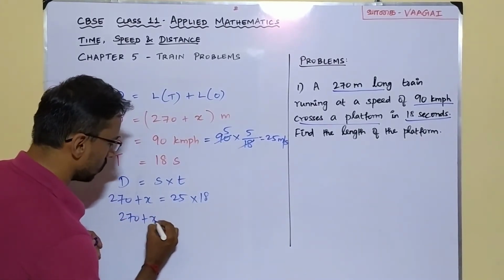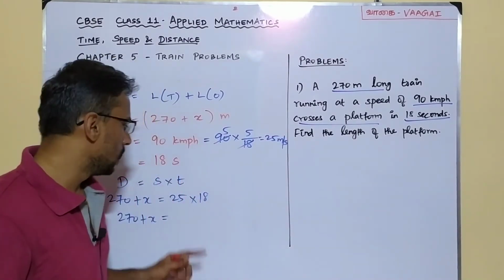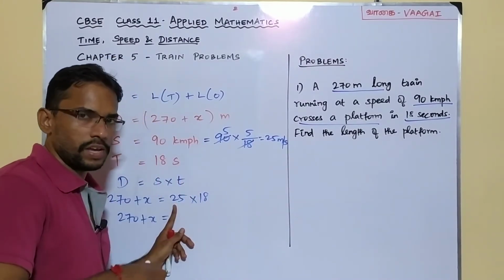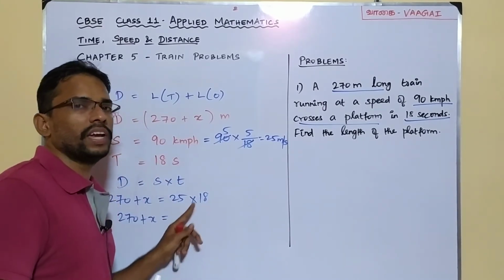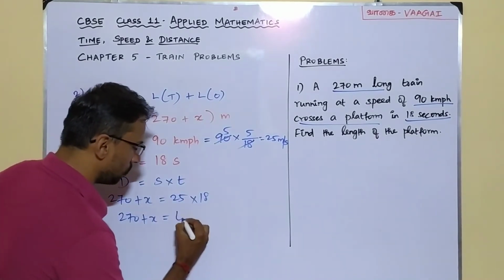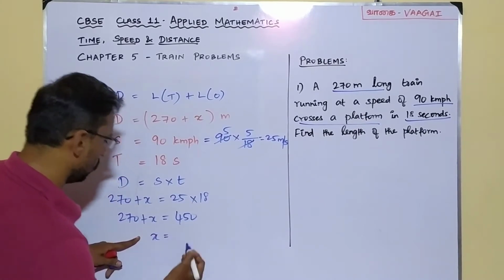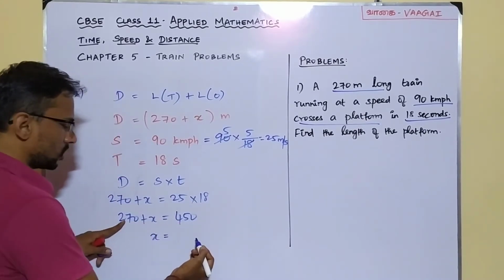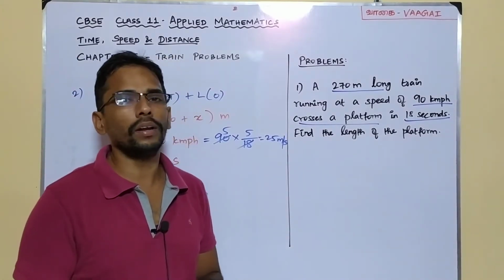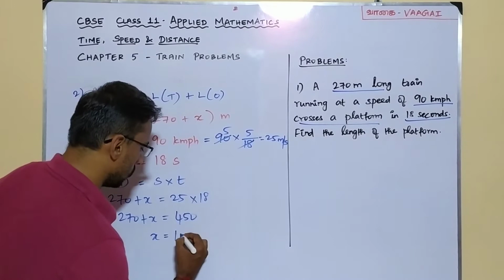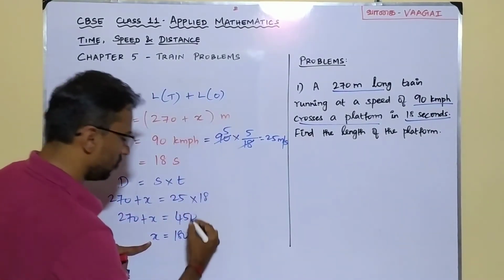270 plus x is equal to, what is 25 times 18? It's going to be 50 times 9, right? Because 25 I'll make it 50 and 18 I'll make it 9. This is doubled and this is halved. So 50 9s are 450, right? So 450, and now it's easy for us to solve for x. So x is equal to 450 minus this 270. So we have to subtract: 450 minus 270 would give you 180. Is it or not? Yeah, 180. And so x is equal to 180, and of course it is in terms of meters.